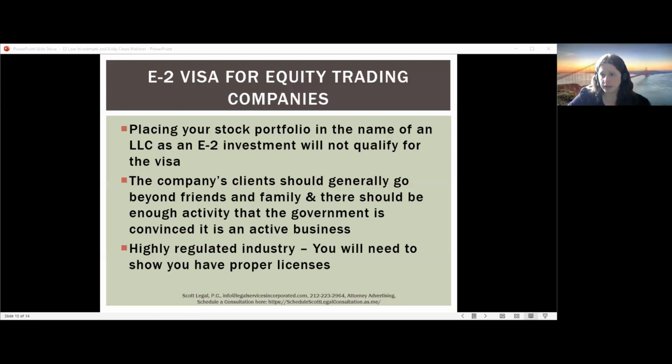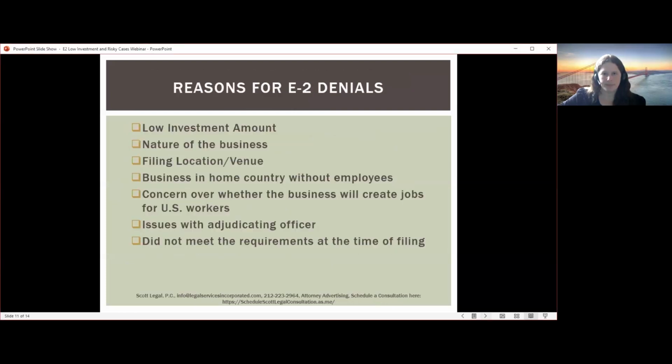It's also a highly regulated industry, so you need to show that you have the proper licenses. Very often there are going to be multiple structures, if you're doing a hedge fund or something like that. So you do want to make sure you're working with your attorneys and your immigration attorneys so that everything is set up in such a way that it will work for the E2, to really show that this is going to be an active business that has the ability to hire employees.